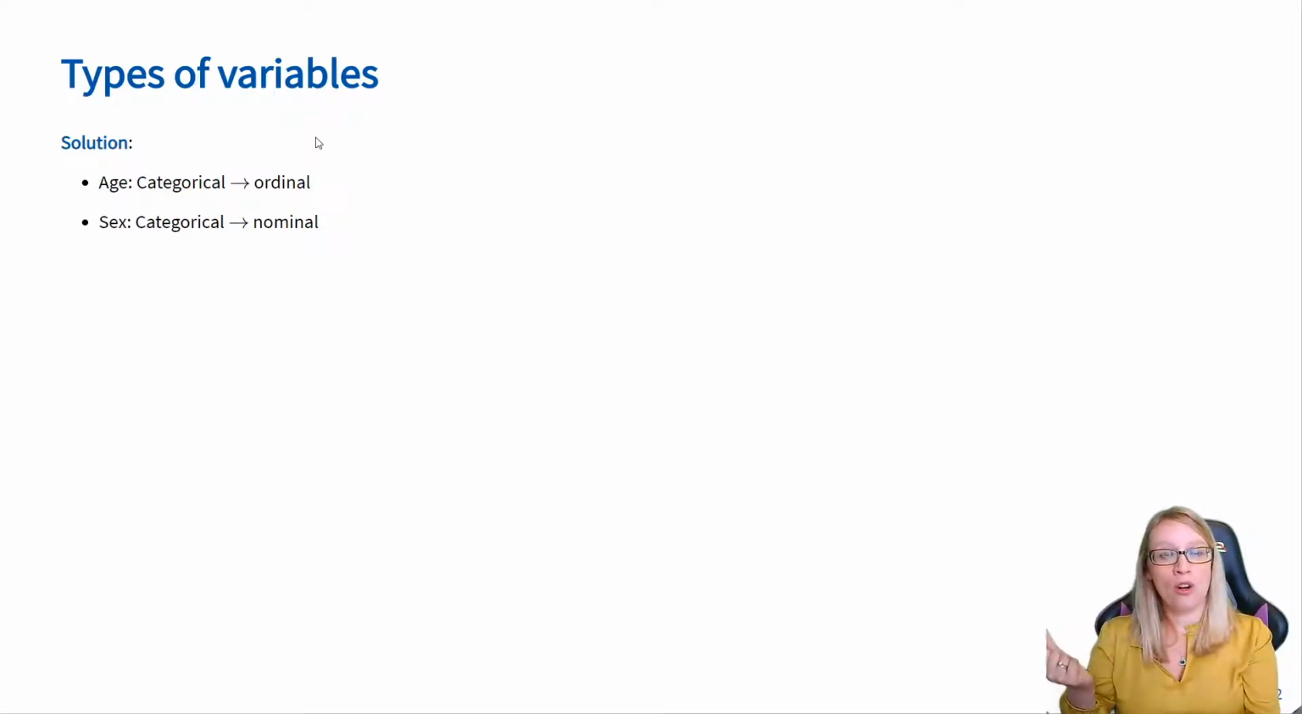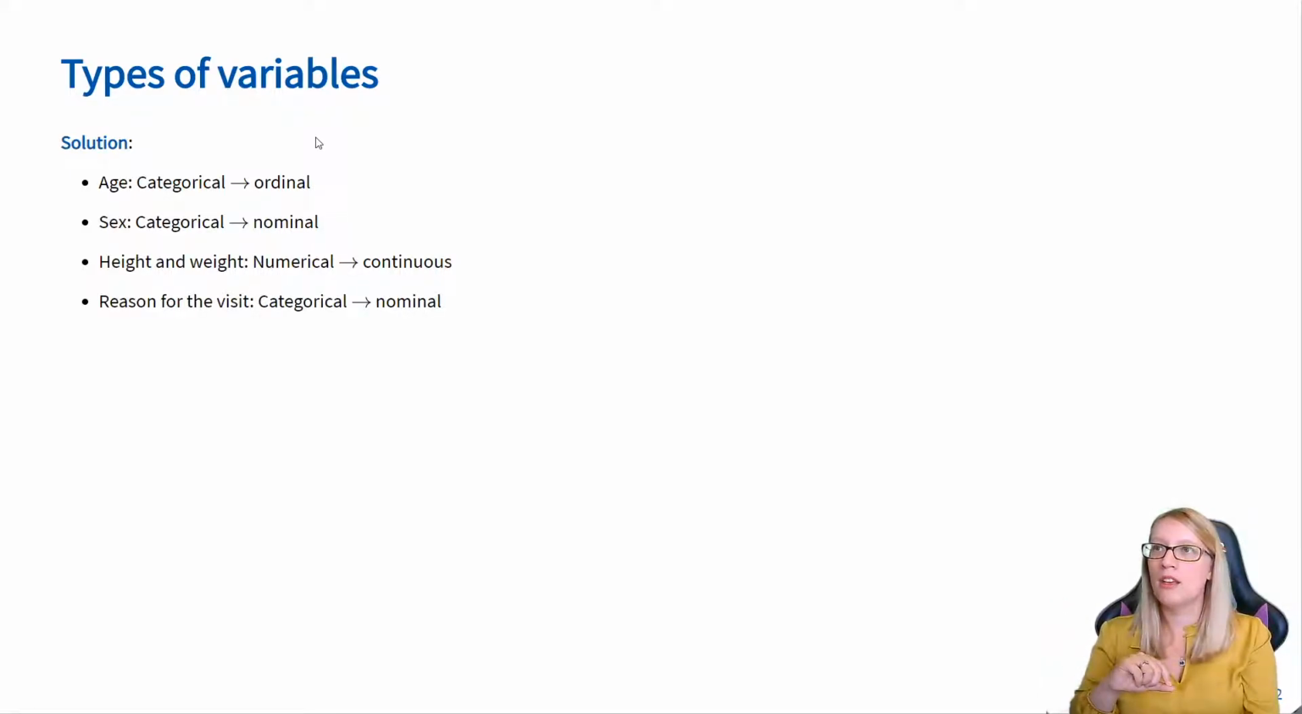Sex would be categorical, nominal, there's no ordering there. Height and weight, numerical, continuous, so you can take on any number within a range reporting height and weight. Reason for the visit, that's going to be categorical, nominal. There's no reasonable or agreed upon ordering for that reasoning.